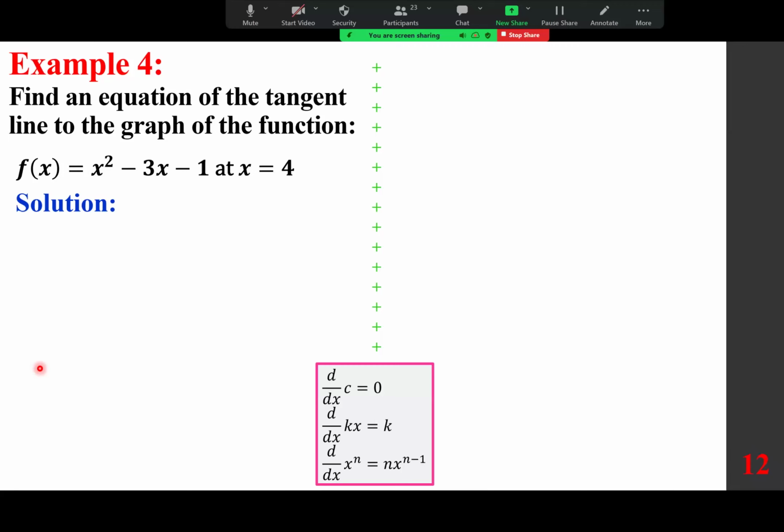Find an equation of a tangent line to the graph of this function, f of x equals x squared minus 3x minus 1 at x equals 4. You need two things. You need the pair you plug in. You need the slope. You find f prime and you plug in. F prime is simply 2x minus 3. If you plug in 4 here, you get 4 squared minus 3 times 4 minus 1, and that gives you 3. If you plug in 4 here, 2 times 4 minus 3 is 5.